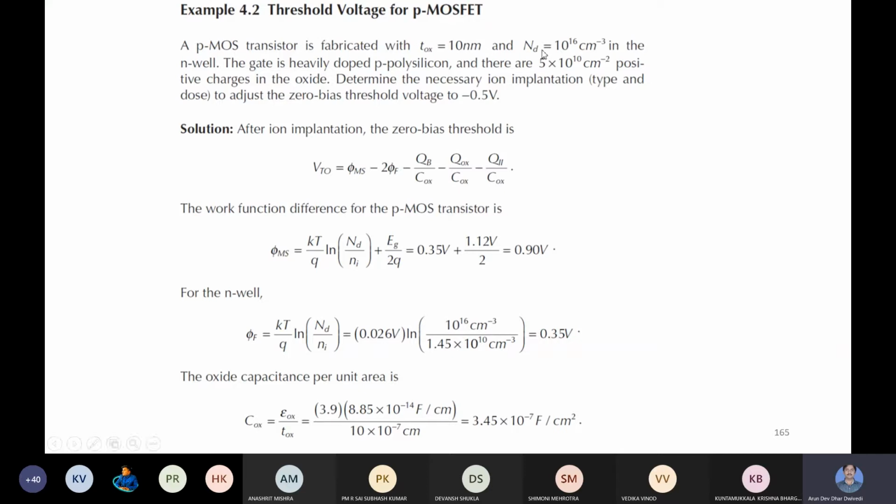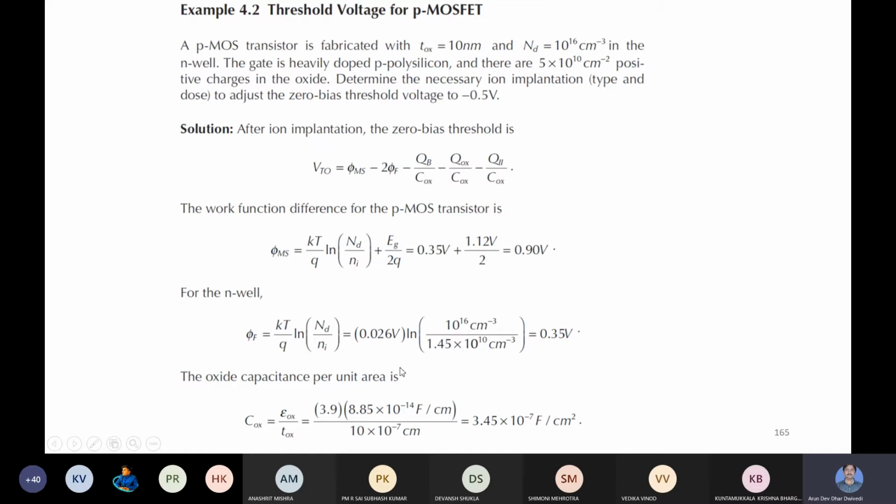In the n well, this is doping. Some n-type diffusion is done, so that the donor concentration is 10^16 per centimeter cube. With the help of that, the well doping is already known. So with the help of that, what is the Fermi potential of that well? It is kT by q ln Nd by ni. kT by q we can directly use 0.026 volt, and Nd is this much, and ni is the silicon intrinsic concentration.